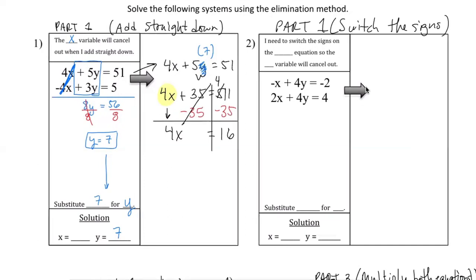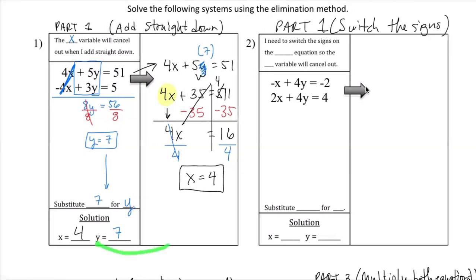Last step, 4 times x. So to get rid of the timesing by 4, I'm going to do the opposite, which is dividing by 4. So go ahead and divide both sides by 4. And we get x equals 16 divided by 4 is 4. Check your answers there. X equals 4, y equals 7.